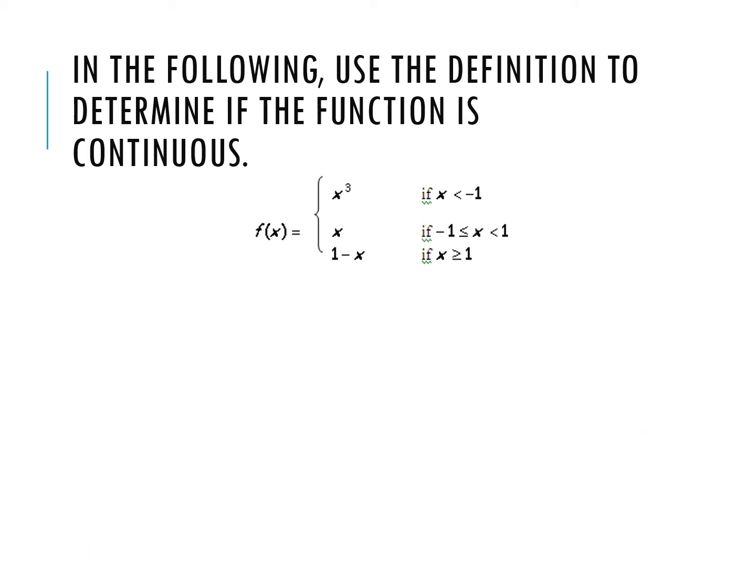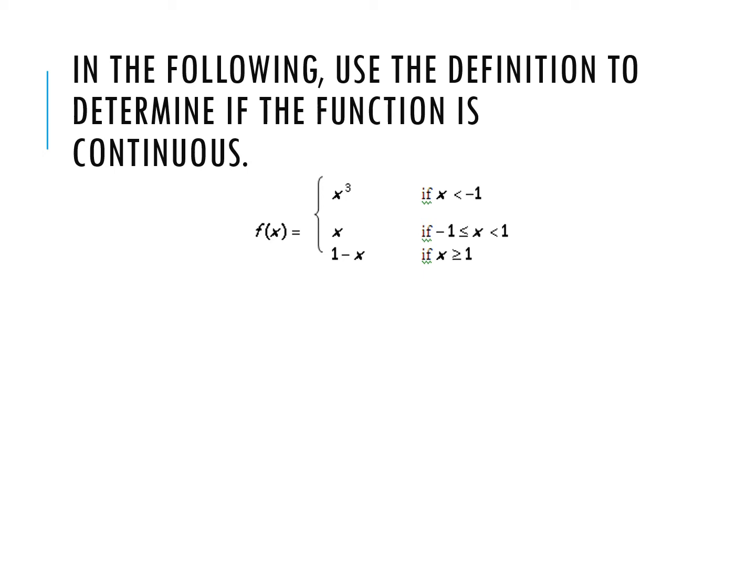Okay, here's another example. This time, this one is broken into 3. So once again, what do we know? X cubed is a polynomial function, so we know x cubed is continuous on its domain. X is a linear function, it's continuous. We know that that's continuous for all real numbers, and so is 1 minus x. So the only place where it may be discontinuous would be on the endpoints. So we only have to check the endpoints. That's the only place where it may be discontinuous.